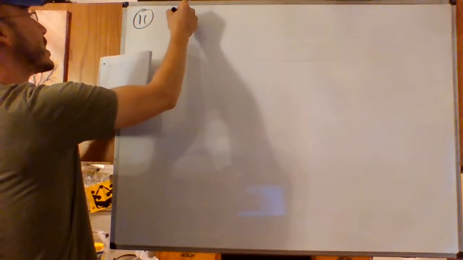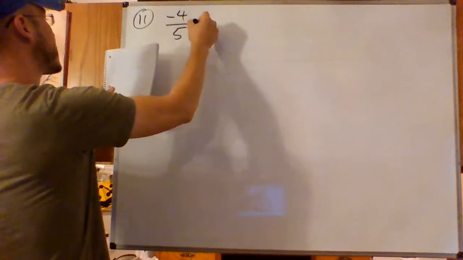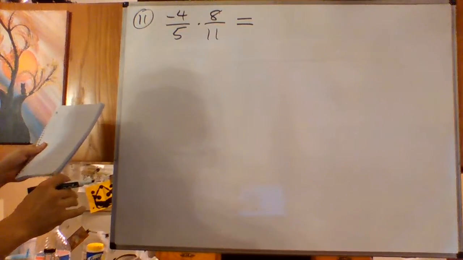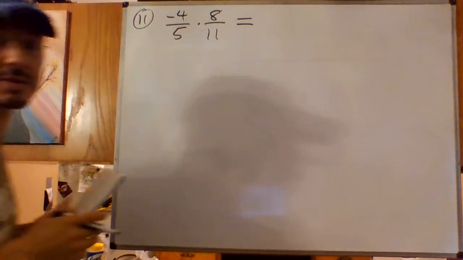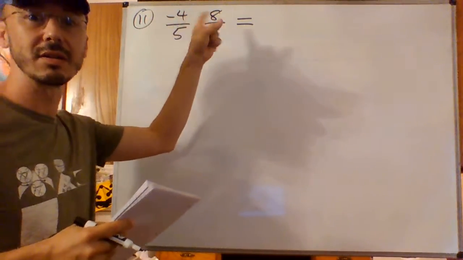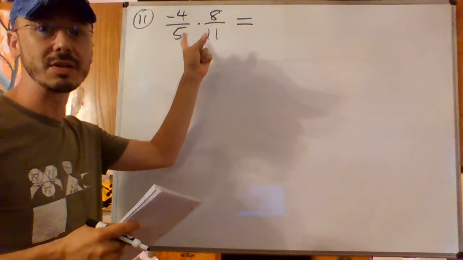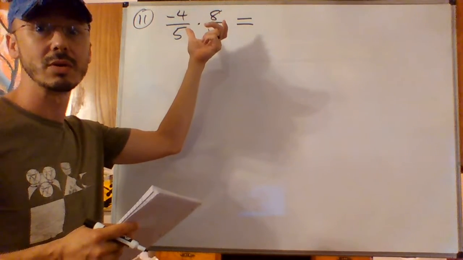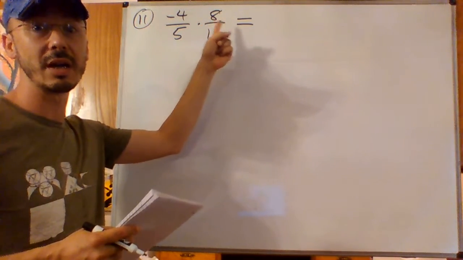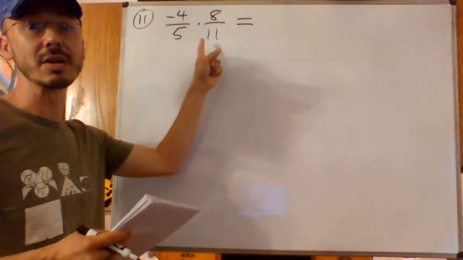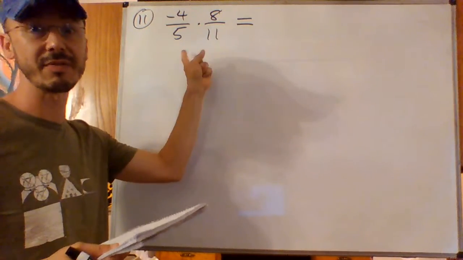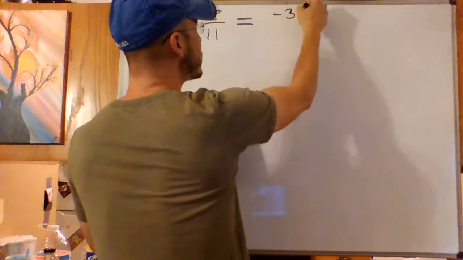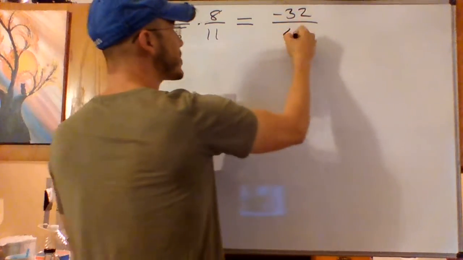For number 11, I got negative 4/5 times 8/11. And there's nothing that I can cancel there. There are no factors of any of the numbers upstairs that are also factors downstairs. Well, the only factor upstairs is 2: 2 times 2 times 2, and 2 times 2. Down here, it's two prime numbers, 11 and 5, so there's no common factors. This is negative 4 times 8 is negative 32, over 5 times 11 is 55.